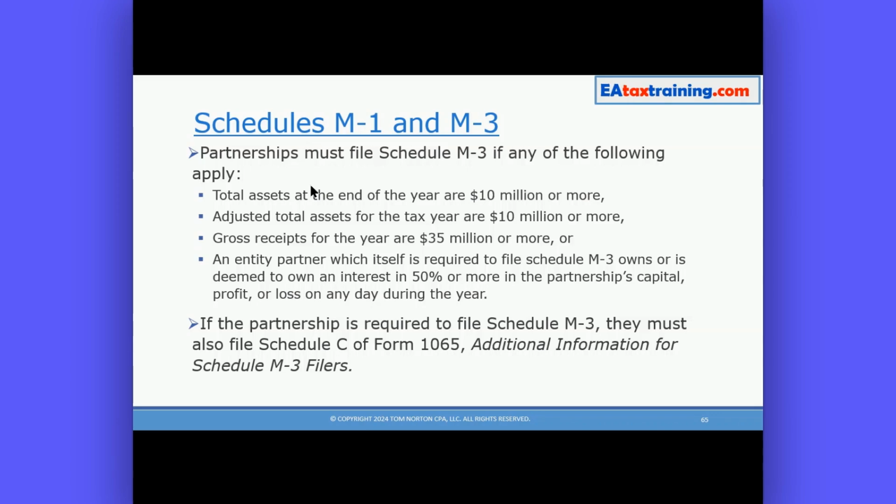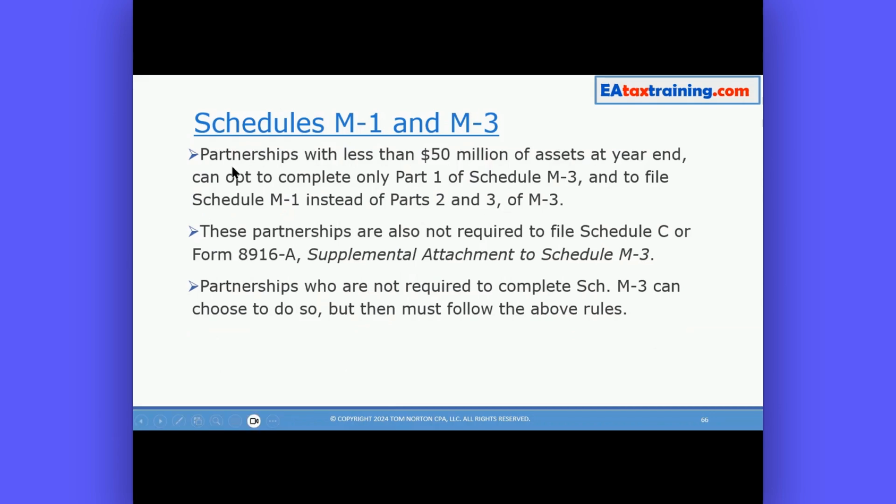If the partnership is required to file an M3, they must also file Schedule C of Form 1065. Again, that's different than Schedule C of Form 1040, so we will take a look at that as well. Partnerships that are required to file Schedule M3, but have less than $50 million of assets at the end of the year, can opt to complete only Part 1 of the M3 and to file Schedule M1 instead of filing Parts 2 and 3 of M3.